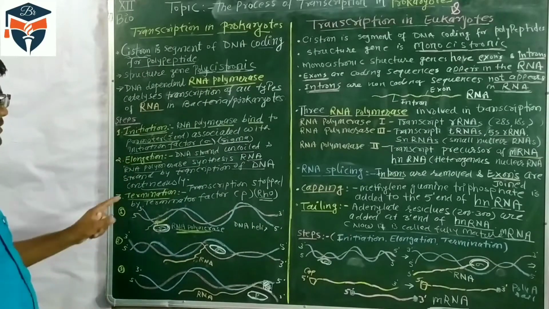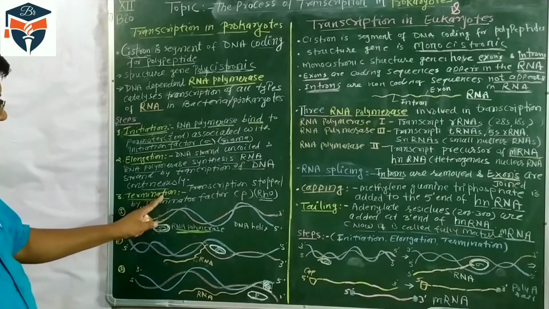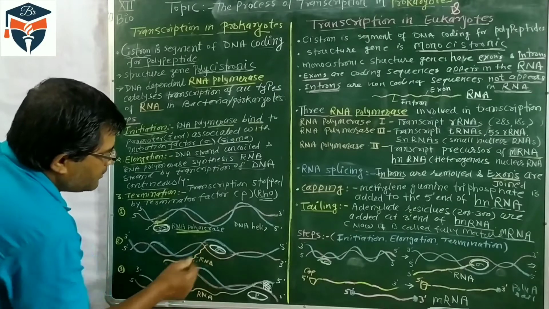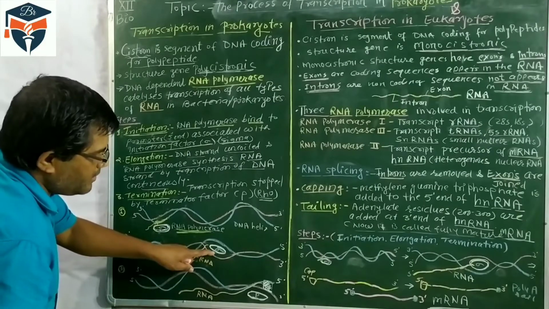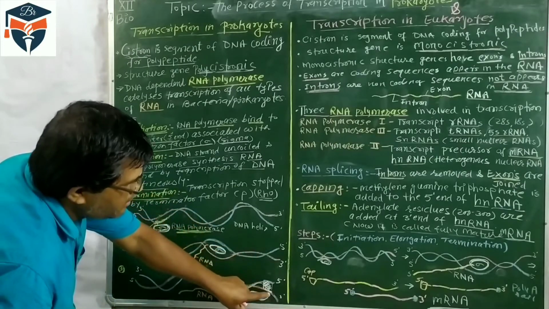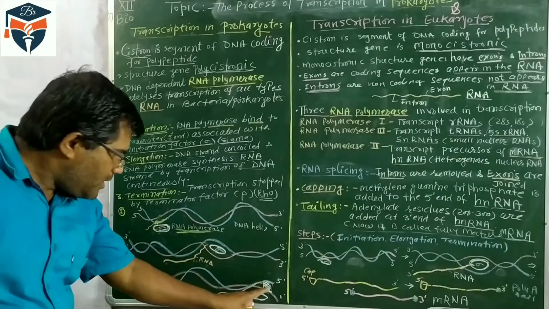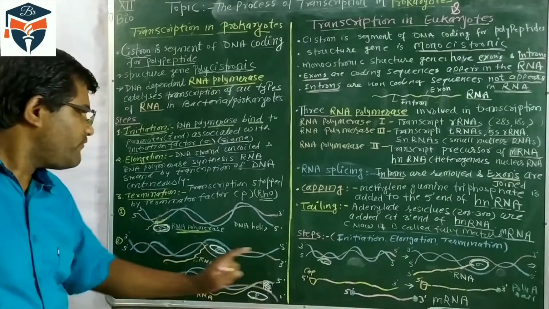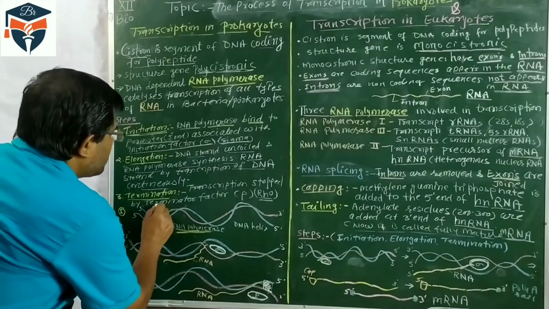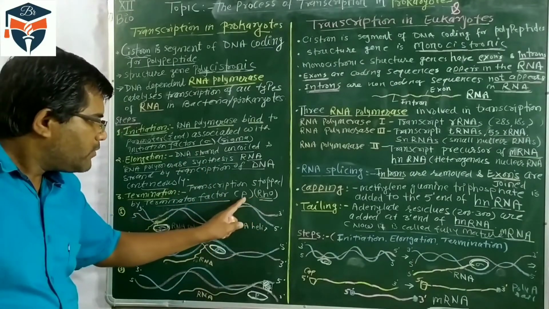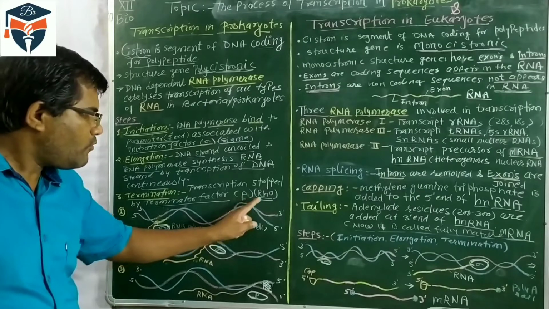And the third process is termination. In termination, what happens? Here you will see this DNA molecule is continuously forming, and this is the RNA. Now the RNA polymerase reaches the last point here, and when it reaches this point, there is a factor. It is called the terminator factor, and it is also called the rho factor.